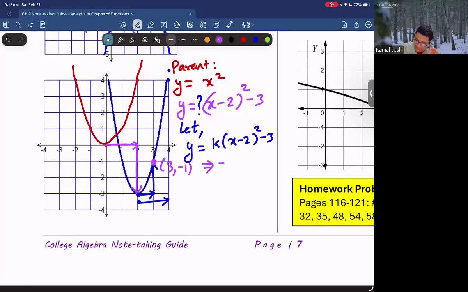So you should get minus 1 equals k times 3 minus 2 is 1, square, minus 3. And that gives you minus 3. If you add here, you get 2, plus minus 3 plus 1, 2 equals k. And okay, so we have the value of k is 2. So therefore, you can say your equation is 2 times x minus 2 whole square minus 3.